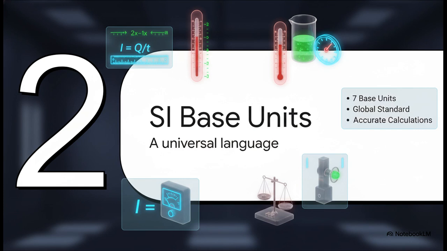Okay, so estimation is great for getting us in the right ballpark. But for real science, close enough isn't going to cut it. We need precision. We need a system so that a scientist in Japan and a scientist in Brazil can compare the results and know they're talking about the exact same thing. That's where the International System of Units, what we all call SI units, comes in. It's the universal language of measurement.